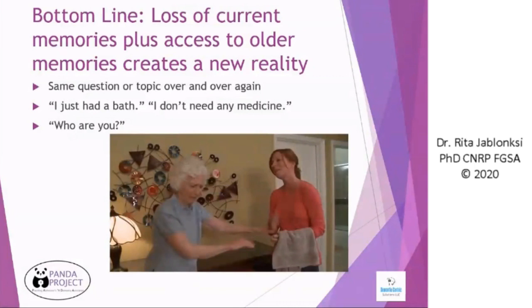These same memory problems may show up as care refusals. In your client's mind, he or she just bathed, even though you know he or she hasn't had a bath in 2 weeks. They may also be living in a time period of their lives when they had no health problems. So you handing them some pills does not make sense.